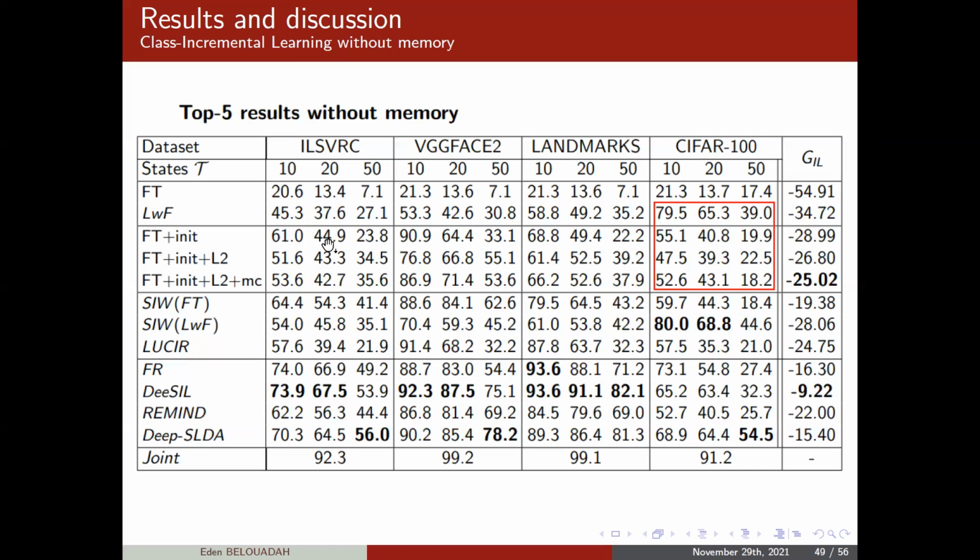Now, if we want to refine our method more, we have a standardization of initial weights, which is simply FT plus init, and we apply on top of it the standardization to normalize the class weights, and we obtain more gain. So this is why I said that the forgetting mainly happens in the classification layer.